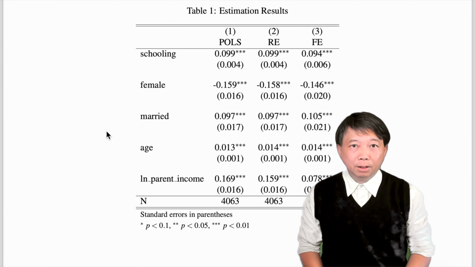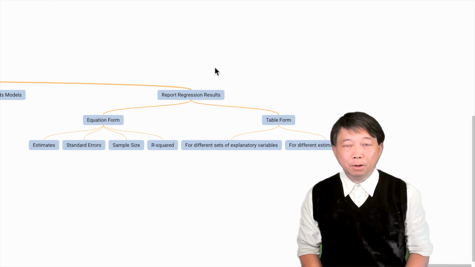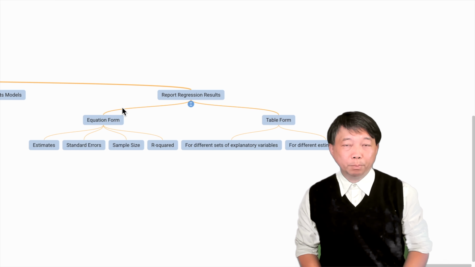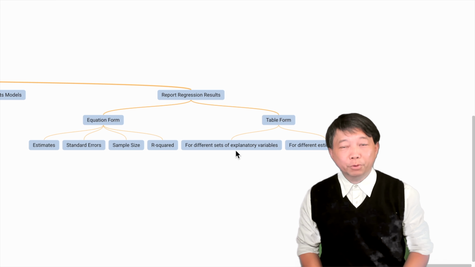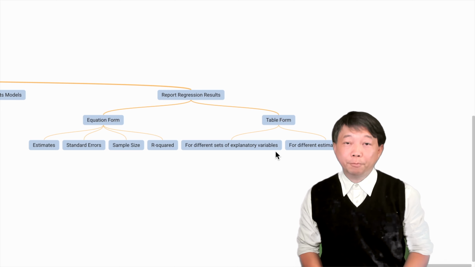Today, we have explored how to report the estimation results. We usually report the estimates and their standard errors, the number of observations, and the R-squared. We often use the table form to report estimation results for different sets of explanatory variables or different estimation methods.